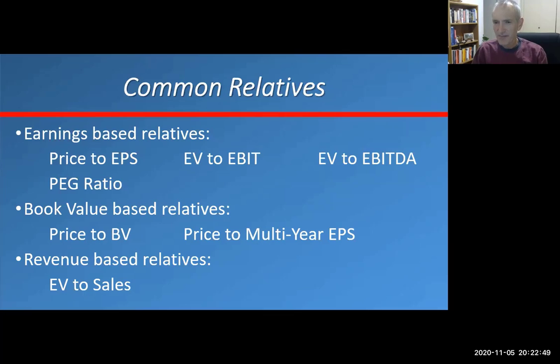But yeah, people like to use EV to EBITDA because it makes their stocks seem the cheapest out of all of them. So it's pretty material.